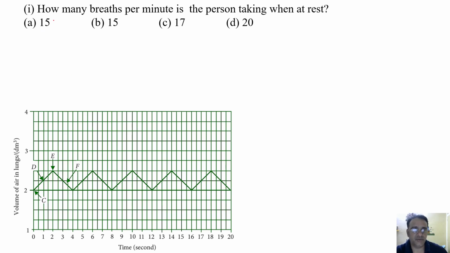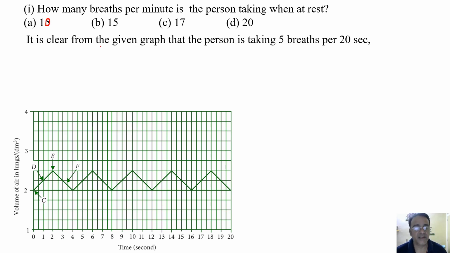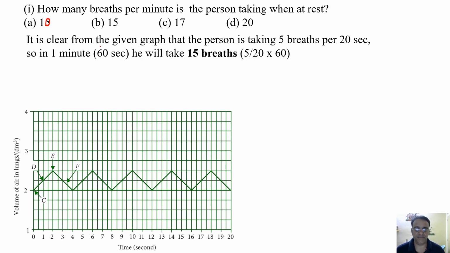एक मिनट है ना, इसको हम लोग 10 कर लेते हैं. सो आई एम गोइंग टू चेंज दिस वन क्योंकि दोनों सेम हो गया. सो इसको 10 कर लेते हैं. सो करेक्ट आंसर इज 15. So it is clear from the given graph that person is taking 5 breaths per 20 second. So in 1 minute, that is 60 second, he will take 15 breaths. That is 5 by 20 into 60, or you can multiply directly with 3.